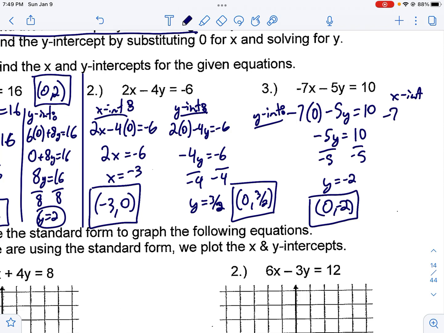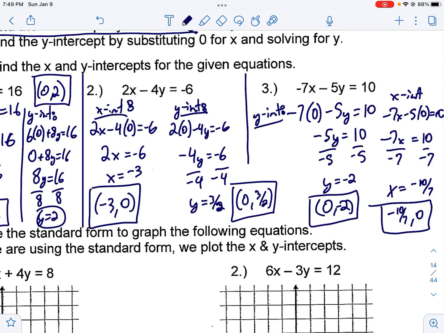Next, finding the x-intercept. Another tip or trick that you might be realizing is that if you're finding the x-intercept, there's going to be an x left over in your equation. And if you're finding the y-intercept, there's going to be a y left over in your equation. So our x-intercept is at negative 10/7 and 0.